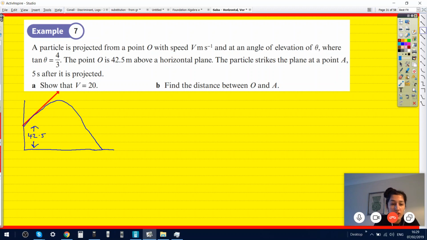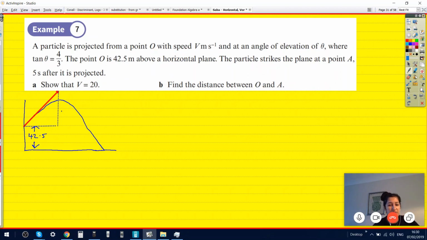So tan theta is 4/3. That means opposite over adjacent, so opposite is 4 and adjacent is 3. So the hypotenuse is 5.